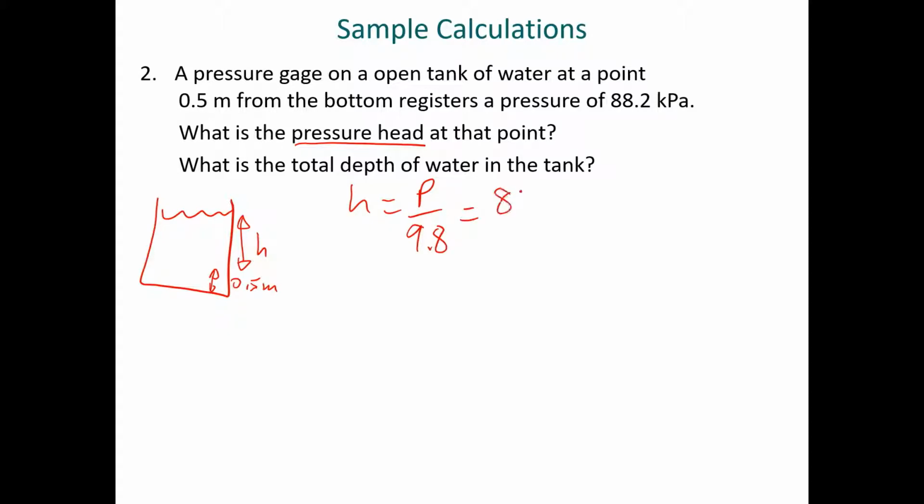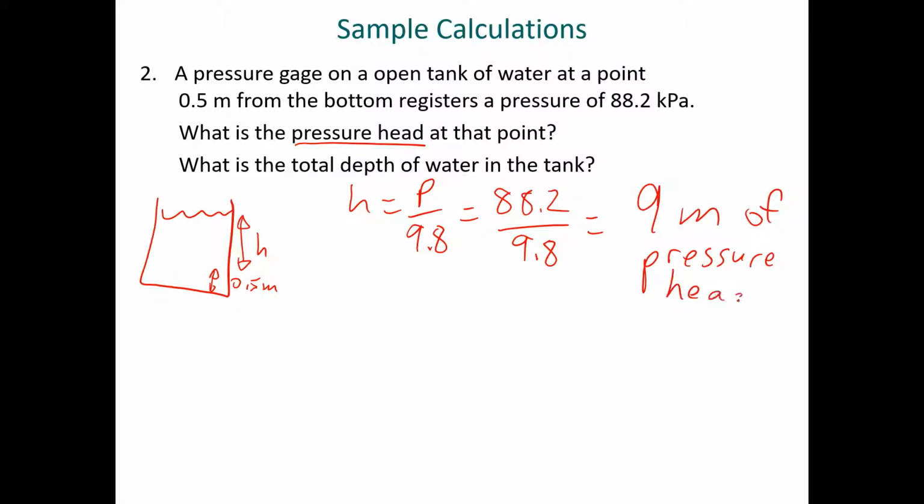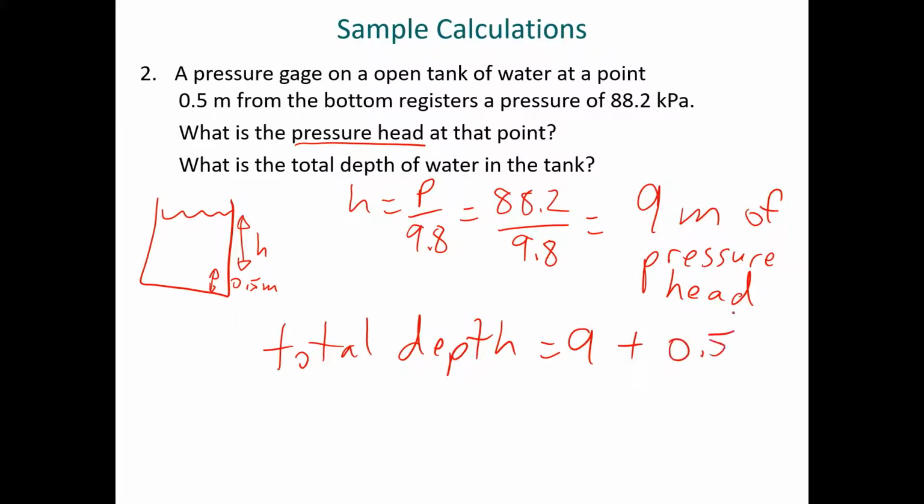Okay, so that is 88.2 divided by 9.8, and I'm getting 9 meters. So that's 9 meters of pressure head, and then the total depth, I just have to add that up. So it's 9 plus, what was it, 0.5, so that's 9.5 meters.